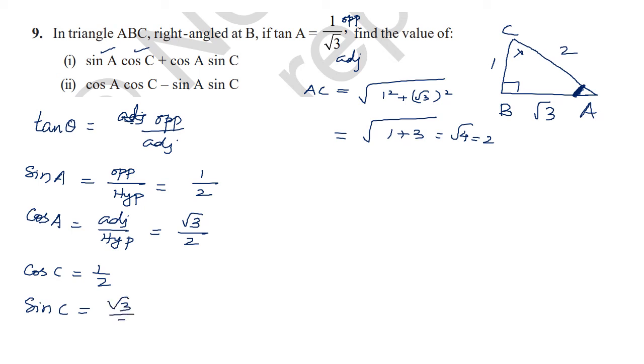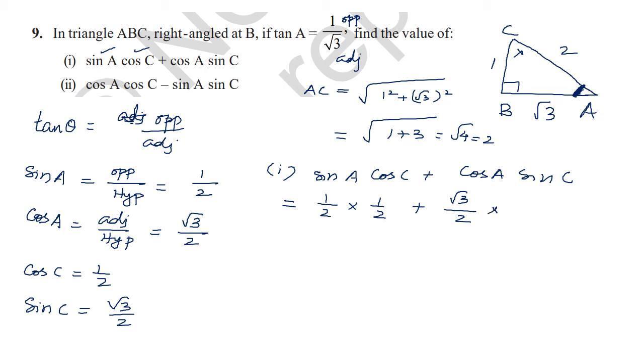Root 3 by 2. Root 3 by 2. We got all these values, isn't it? Now let us take the first one. First one is sin A into cos C plus cos A into sin C. Shall we put the values? What is sin A? 1 by 2 into cos C is 1 by 2 plus cos A is cos A into sin C root 3 by 2.